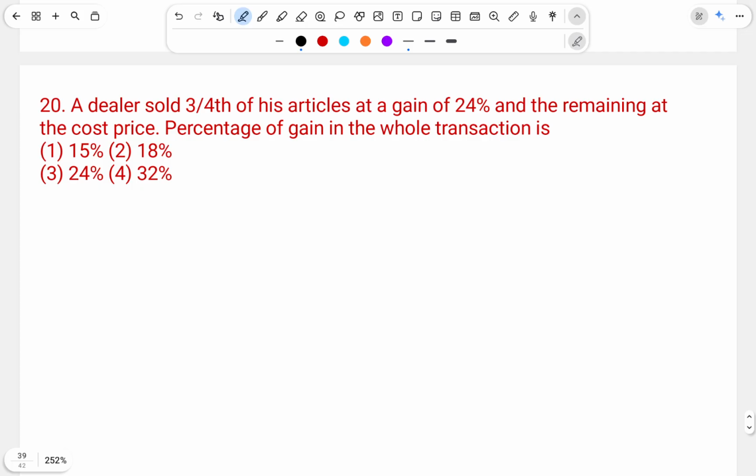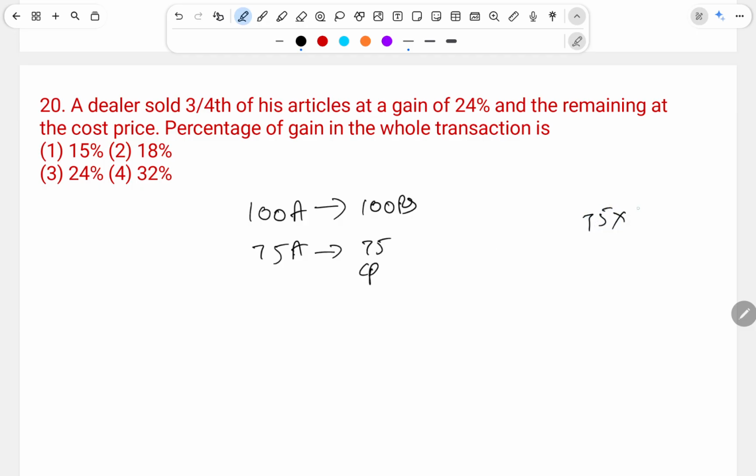A dealer sold 3/4 of his articles at a gain of 24% and the remaining at the cost price. Find the percentage of gain in the whole transaction. Okay, let there be 100 articles. 3/4 of them is 75. 75 articles are sold at 24% profit. Let us think that CP of each article is 1 rupee, so 100 rupees for 100 articles. Now 75 articles' CP will be 75 rupees. On this, 24% profit, so 75 into 124 by 100, which becomes 93. SP becomes 93.